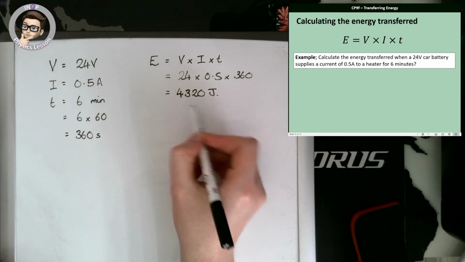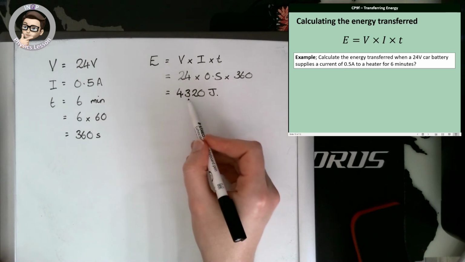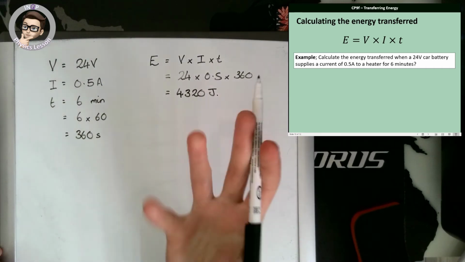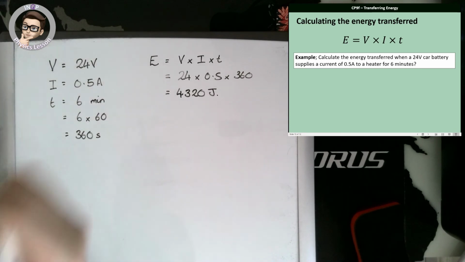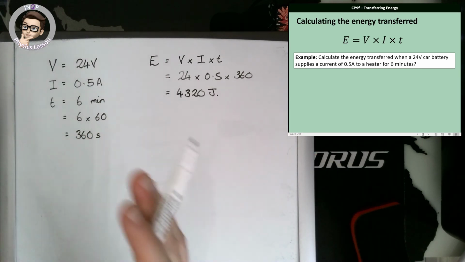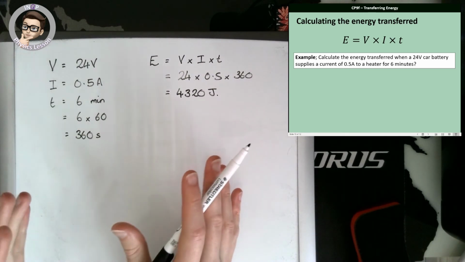So we'd lose 4,320 joules from the battery, and we'd lose 4,320 joules at the heater, hopefully as thermal energy. If it's 100% efficient, it's all thermal energy. If it's 50% efficient, then we might lose some from sound or from light. But we hope it's quite efficient, otherwise we're not going to get as much heating from it.